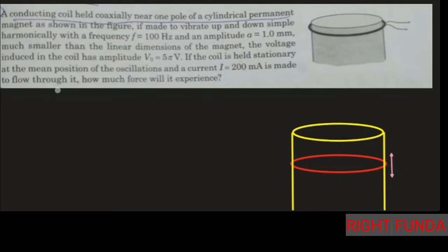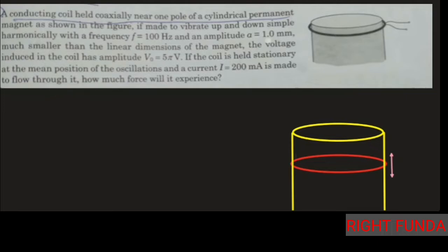If it is made to vibrate up and down simple harmonically with a frequency of 100 Hz and an amplitude of 1 millimeter, which is much smaller than the linear dimension of the magnet, the voltage induced in the coil has an amplitude of 5 pi volts. Now, if the coil is held stationary at the mean position of the oscillations and a current I equal to 200 milliampere is made to flow through it, how much force will it experience?